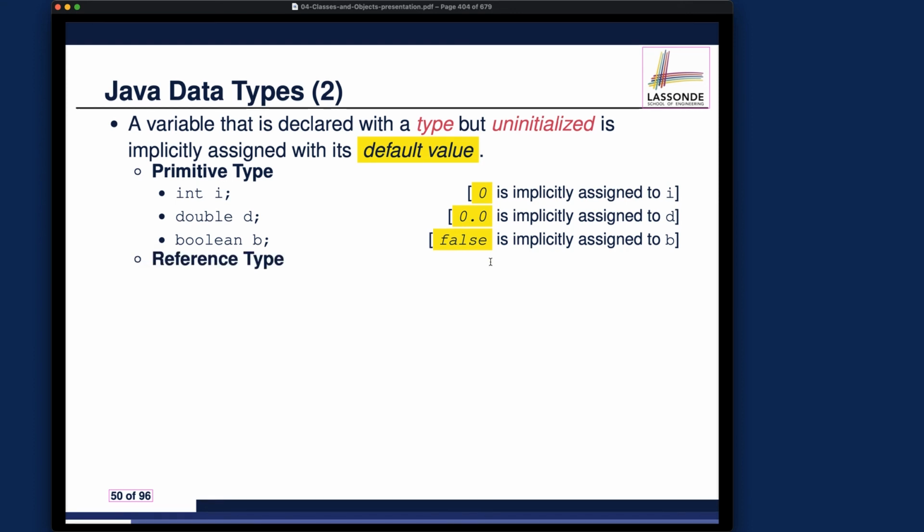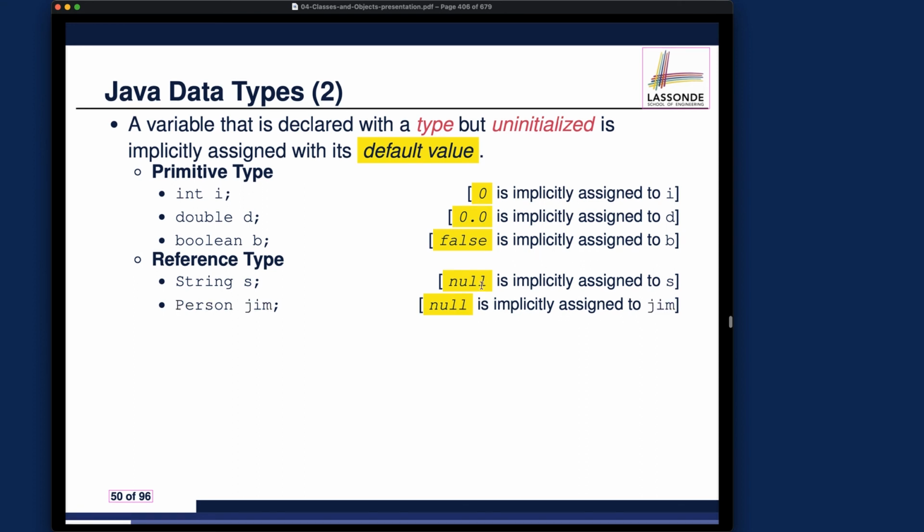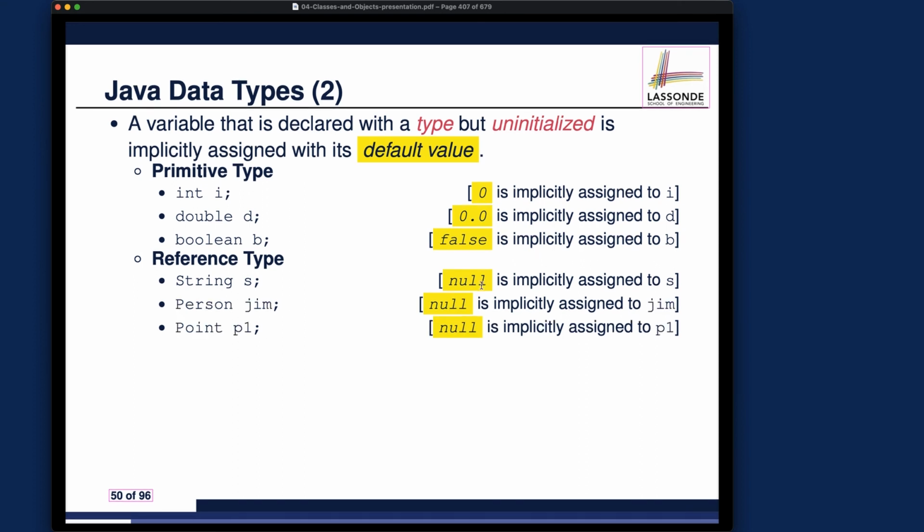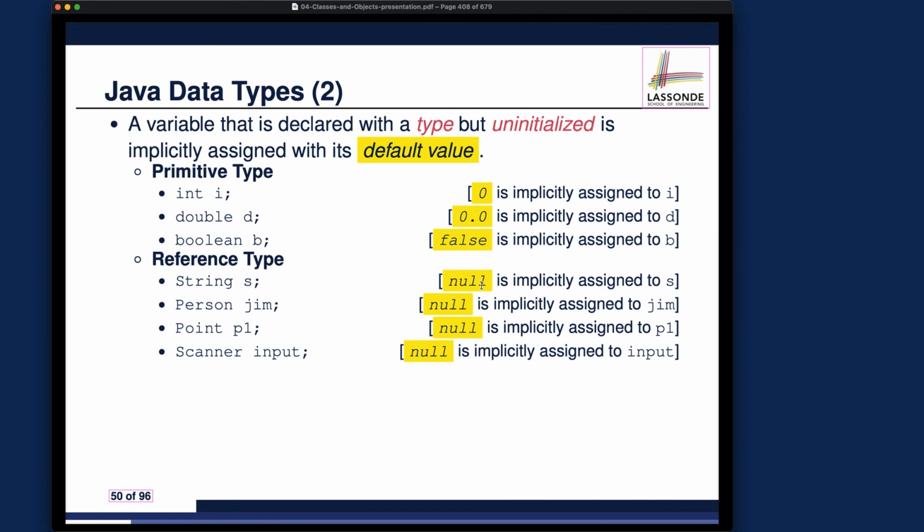And then for reference types, whether it's for string, for person, for point, or for scanner, it will all be the same, because it's simply about storing some address, right? And what would be the default value for an address value? Well, it would simply be null, just null for string, null for person, null for point, and so on. And also for scanner.